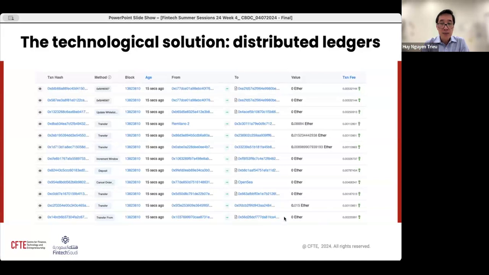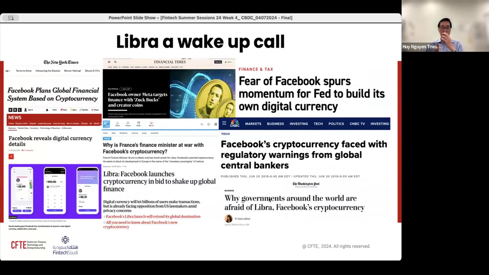The second impact was Libra. So Libra was really a wake-up call for a lot of governments and central banks because Libra wanted to launch its own currency, which was pegged, which was linked to a basket of different currencies, with this objective that anybody on Facebook could just send money to anybody else around the world without having to use any of the main currencies, whether it was the euro or dollar or British pound or others.